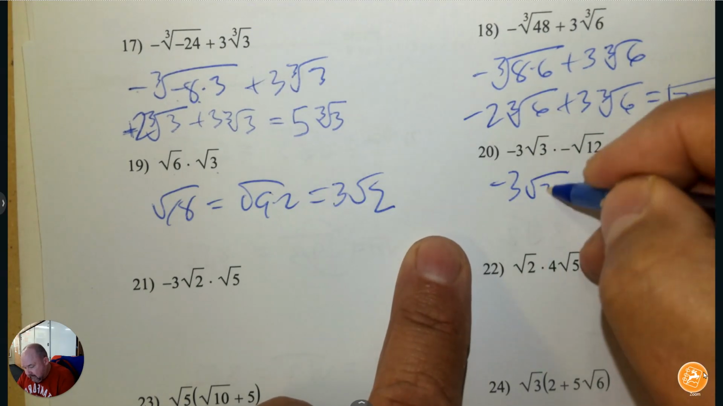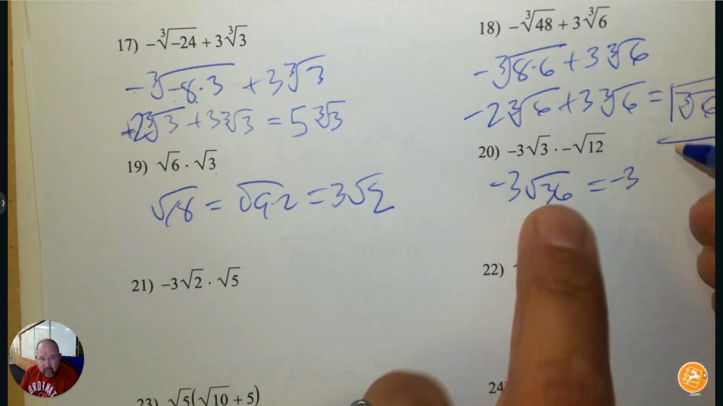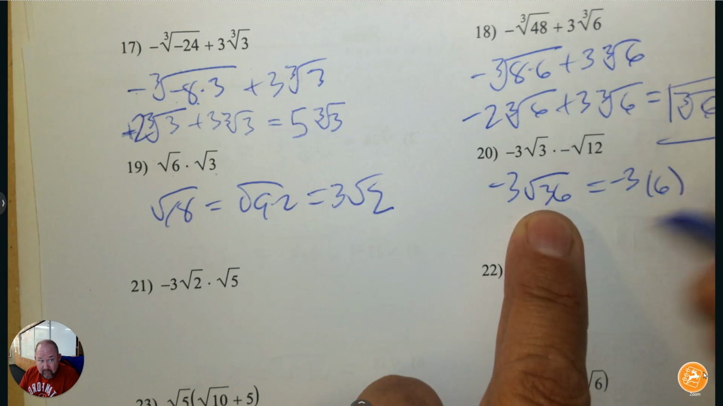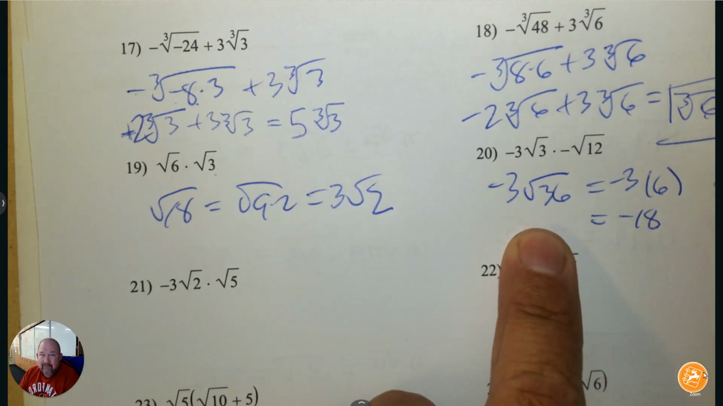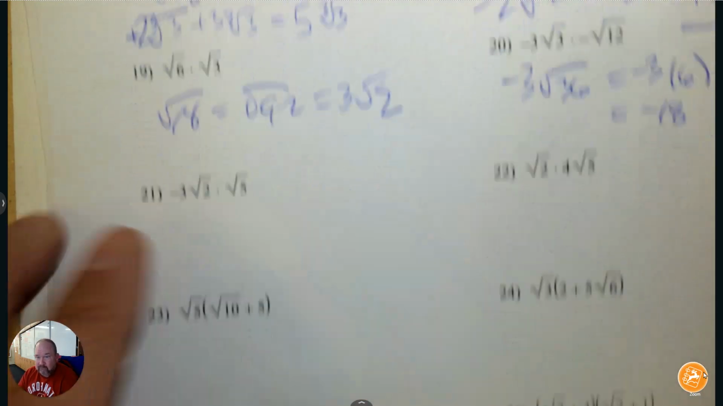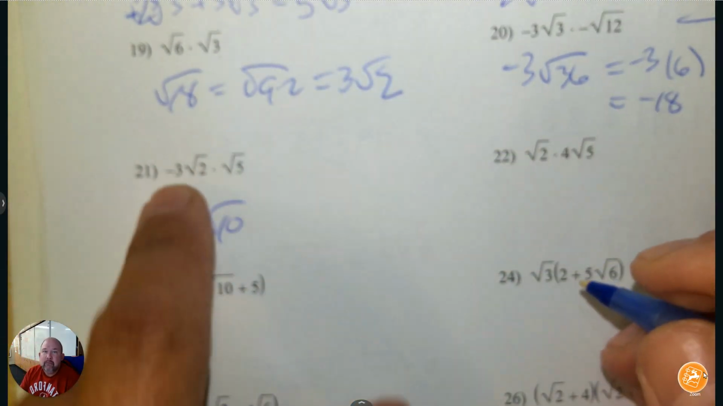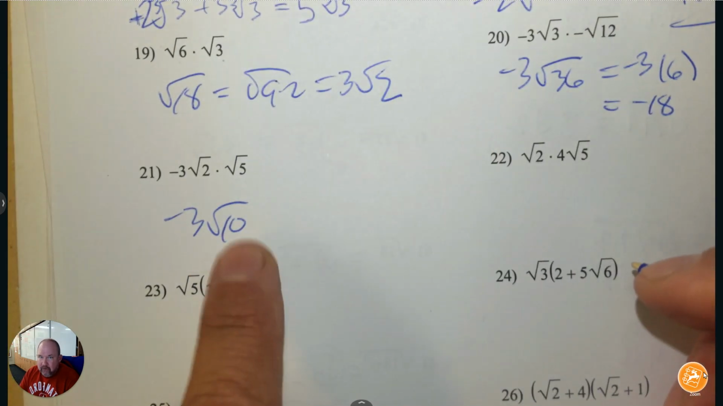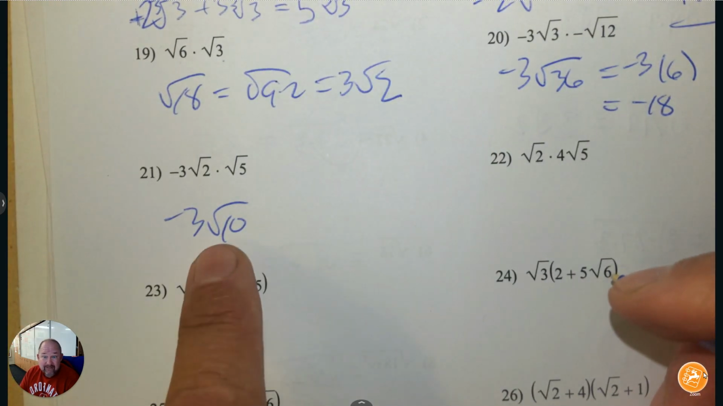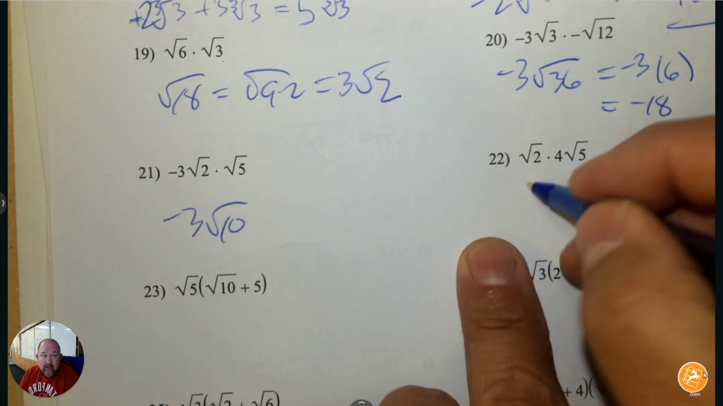I'm going to multiply this together. The square root of 36 is just 6, and then multiply it, and you get negative 18. Again, we're going to multiply. Sometimes when you multiply, your answer doesn't simplify. Like 10, there's no number that goes into 10 to simplify, so that's it. Negative 3 root 10.